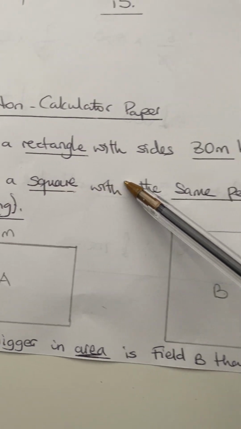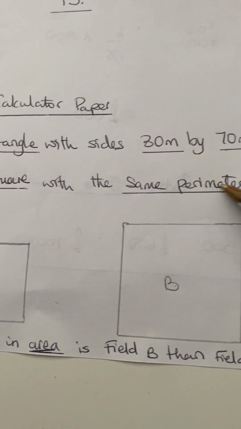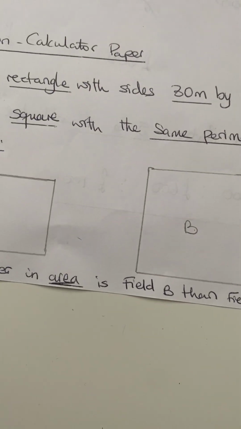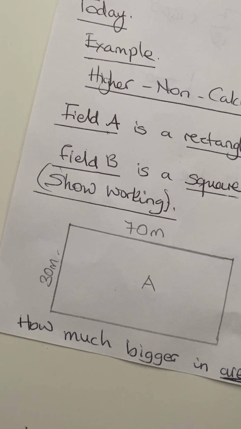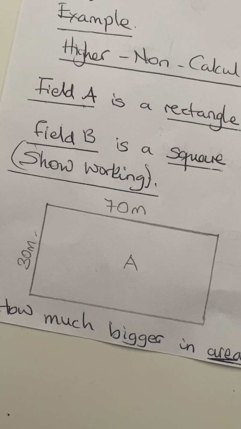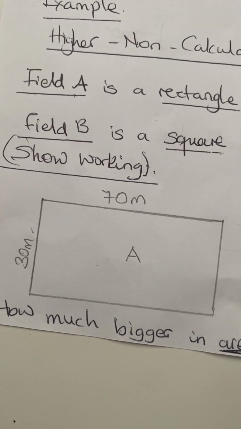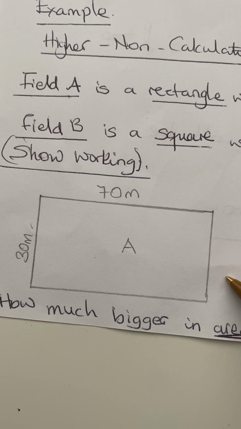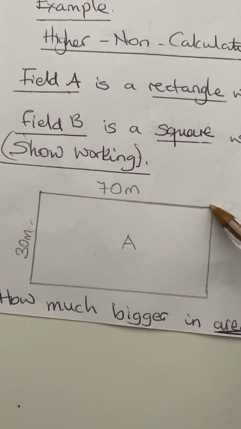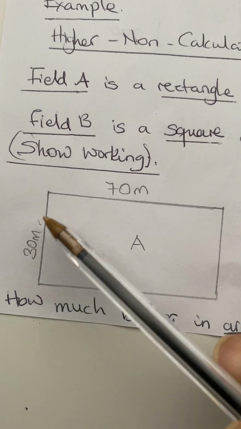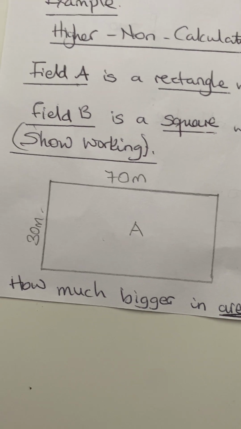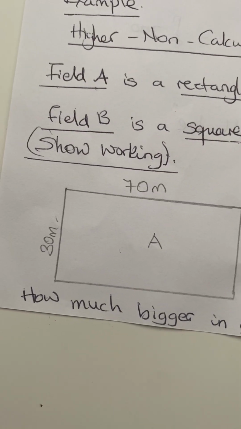Field B is a square with the same perimeter as field A. What is the perimeter? If you walk around the field and you put them together, the length and the width of A, okay, that is the perimeter. So assuming you walk from here to here to there and back there, that will be the perimeter. So it's the lengths added together.